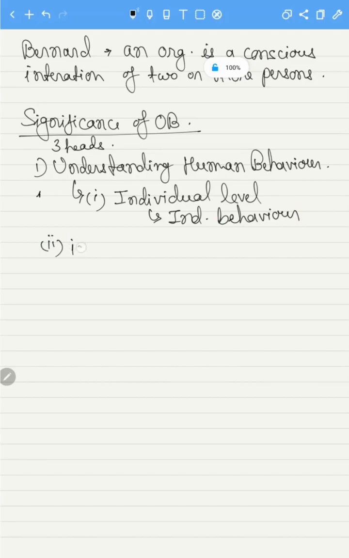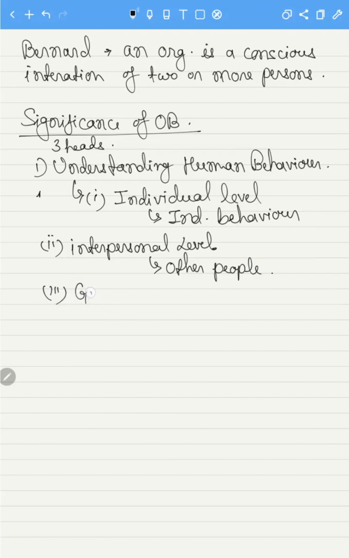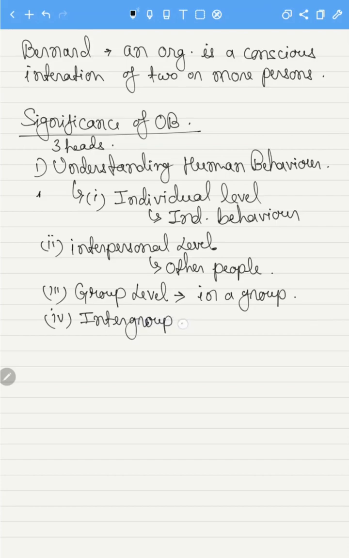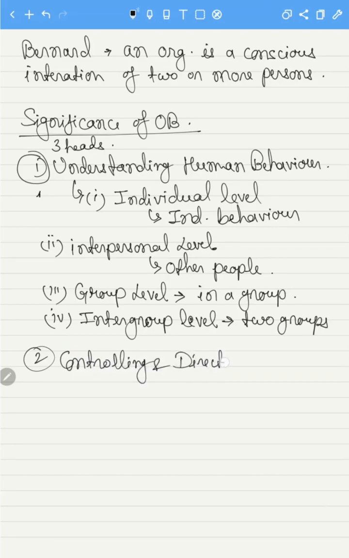Second is interpersonal level, in which behavior with other people is noted. Third is group level, in which behavior in a group is studied. Fourth is intergroup level, in which interaction between two groups is studied. Now, controlling and directing behavior. We were studying the understanding of human behavior as the first head. Second head is controlling and directing behavior.